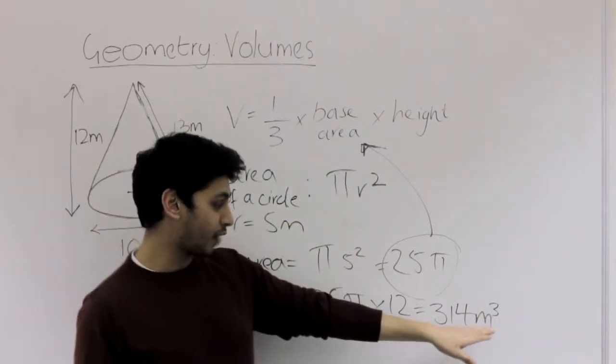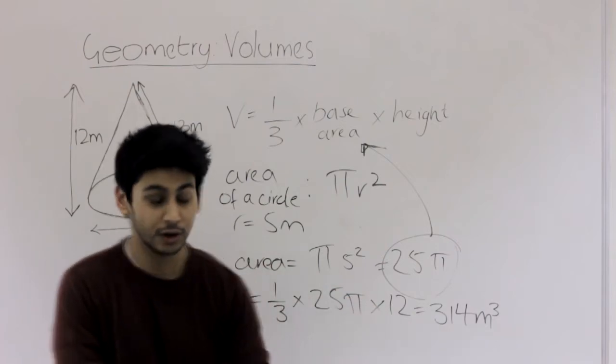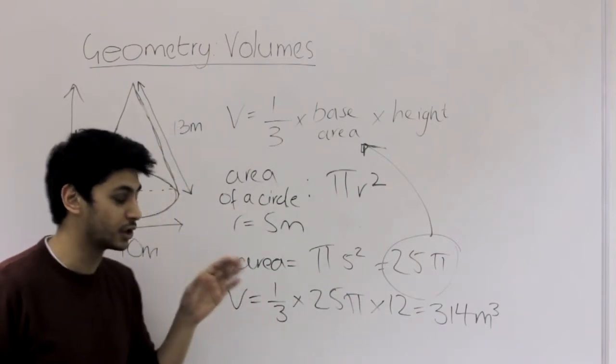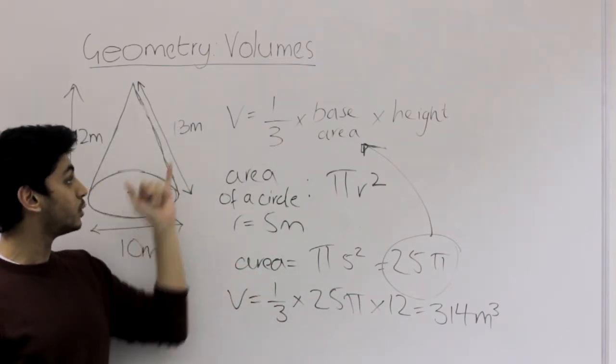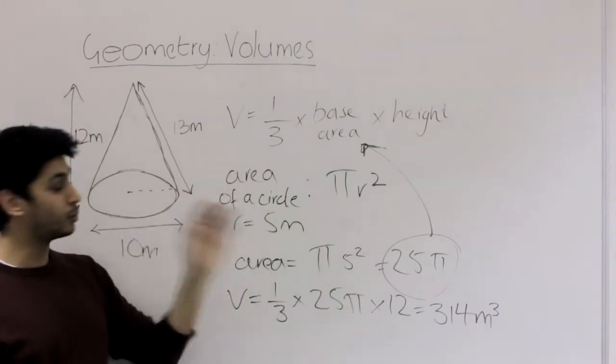Notice that our final answer is going to have a unit of meters cubed. Whenever you're dealing with volume, it's always going to be in a cubed unit. Since we were dealing with meters in our question, it's going to be meters cubed. If we had centimeters, then it would be centimeters cubed.